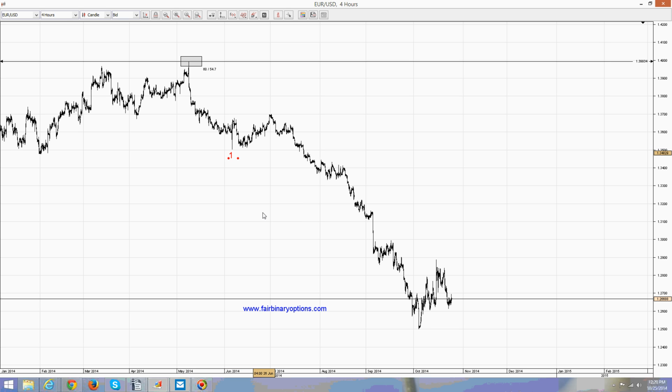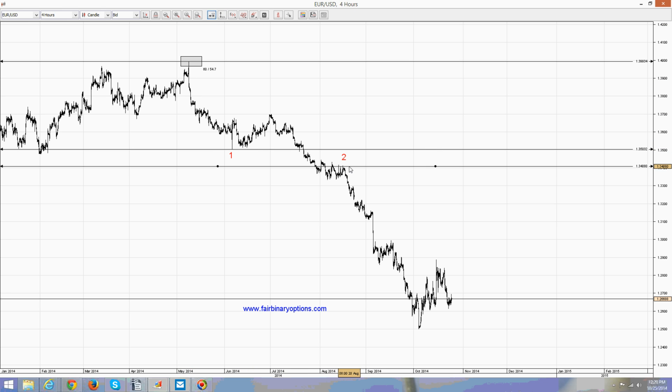Then, of course, the second wave is done with this contracting triangle here, and this is called a double three running, or a running variation of a complex correction. As you can see, these are the lows of the previous first wave, and these are the highs where the second wave ends. Whenever the second wave ends below the lows of the previous first wave, that is called a running variation, as basically the second wave does not correct into the territory of the previous first wave.